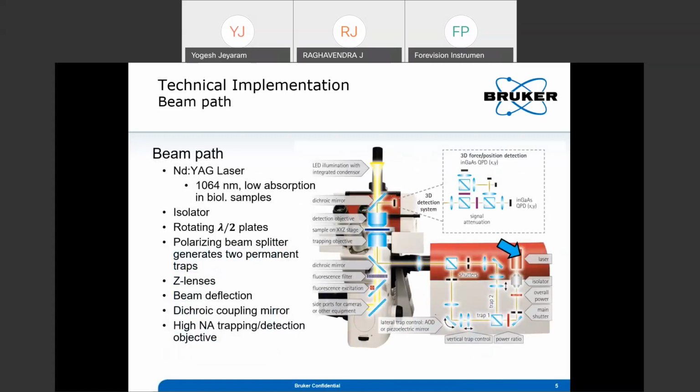So in this cross section, let's see if I can bring my pointer. This is where your controller is with the mirror. So this is an AOD or a piezo. This is for trap 1 and trap 2 is over there. So you can have different ones there. This can be a piezo, this can be an AOD, or it can even be fixed. Then you have a fixed trap.